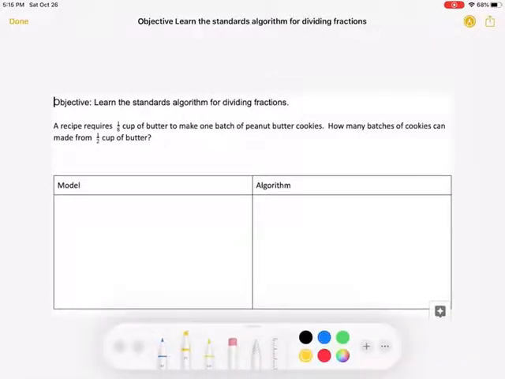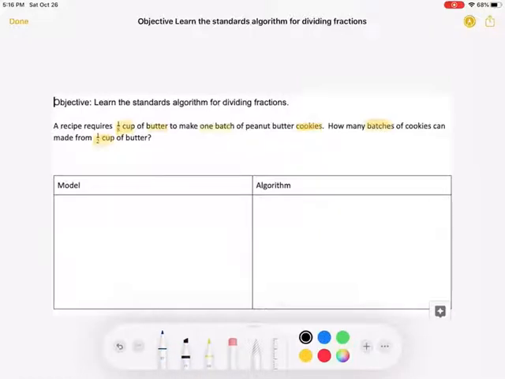So, a recipe requires 1/8 cup of butter to make one batch of peanut butter cookies. So we're dealing with 1/8 cup butter, one batch. I'm just going to say cookies here because I do love that they're peanut butter. Those are my favorites, but we don't really need to know that. How many batches of cookies can be made from 1/2 cup butter? So we've got 1/2 cup and we're trying to figure out how many batches we can make.